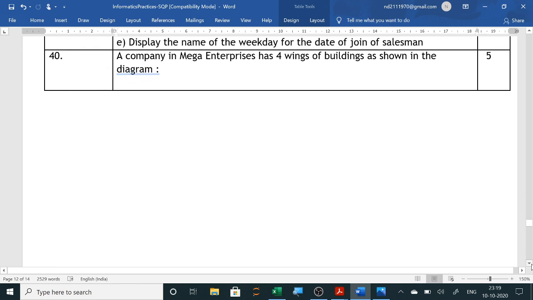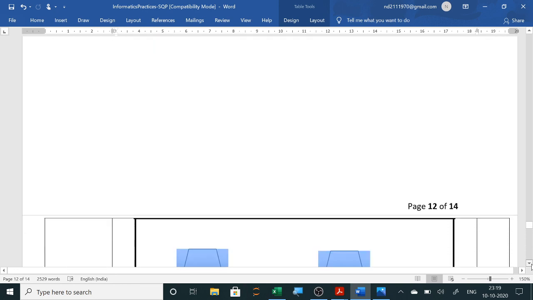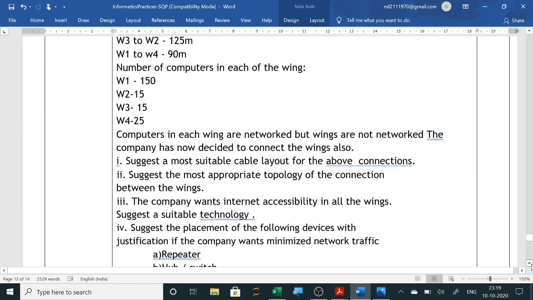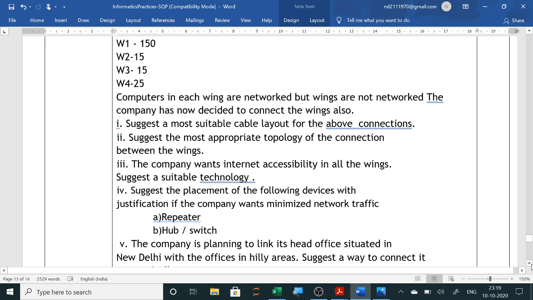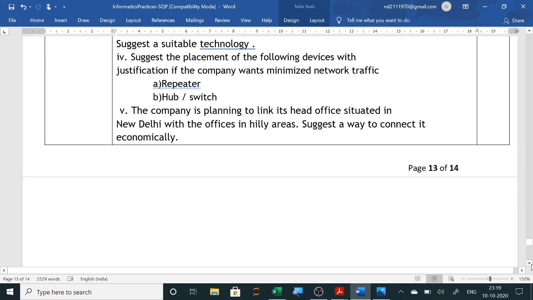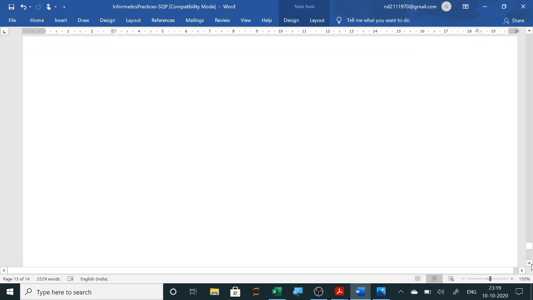Next, the last one is your computer network case study, in which wings are given and those 5 questions which we have already done: that is cable layout, best, then where to place the server and which is the most appropriate topology, and then next is where to place the repeaters and hubs or switches, and then the extension. So I think the paper is the same. It is very easy, only the pattern they have changed.